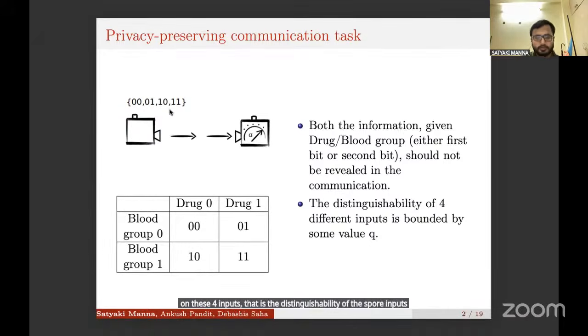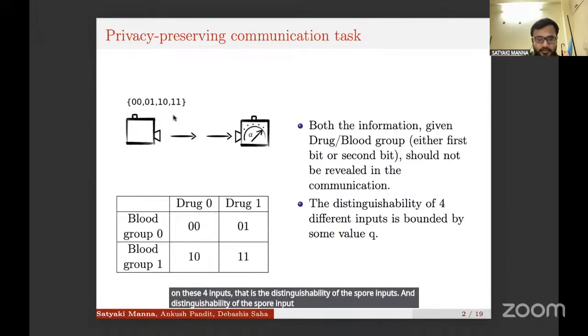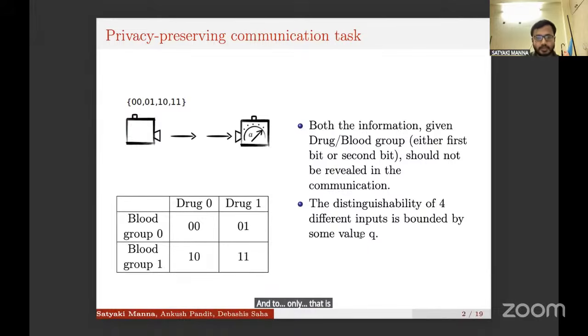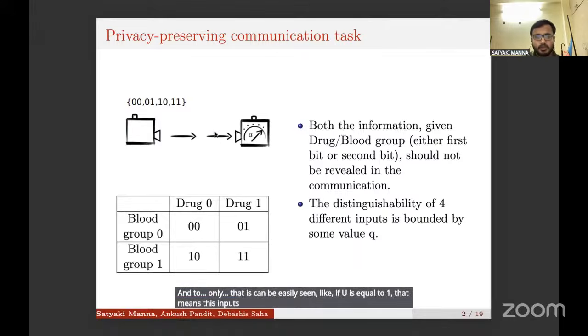And the distinguishability of these 4 inputs is upper bounded by some value, that is q. It can be easily seen that if q is equal to 1, that means these inputs are perfectly distinguishable. Then the receiver can always know the identity of the patients. So this q must be less than 1.